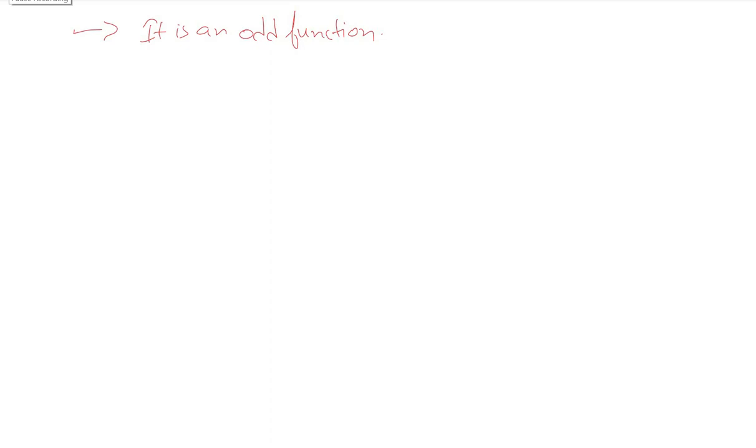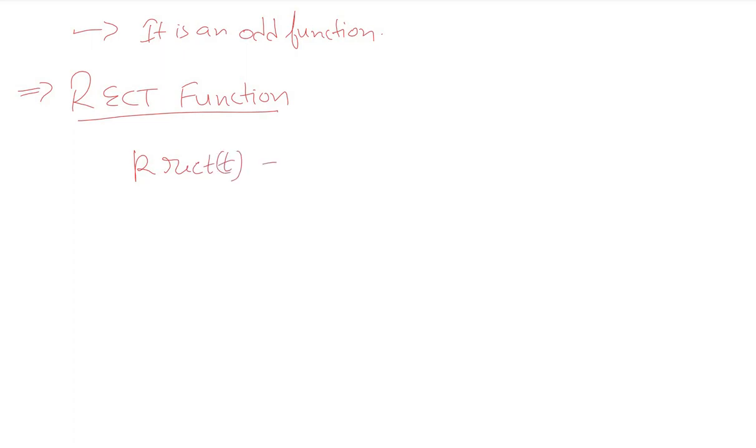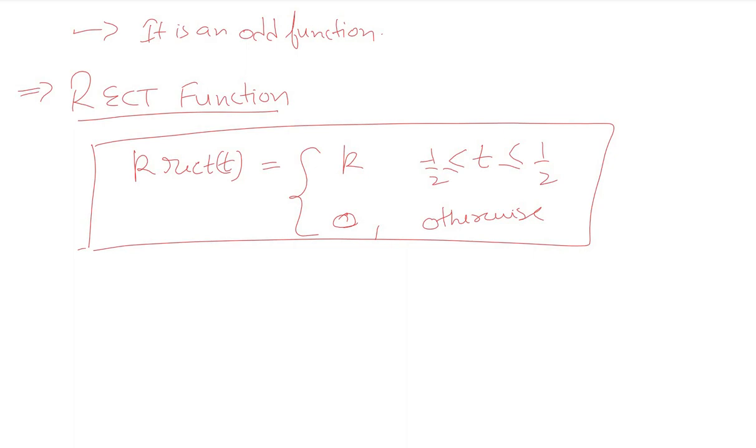The next frequently used function is the rect function. The rect function can be defined mathematically as k times rect t is equal to k for t spanning from minus 1 by 2 to 1 by 2, and 0 otherwise. This is how we can define a rect function mathematically.